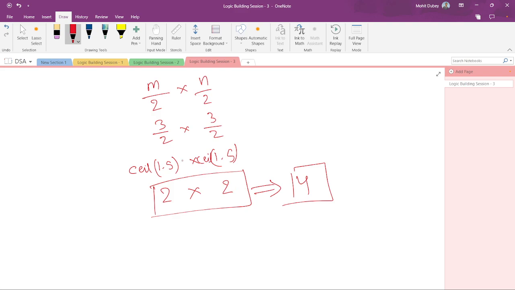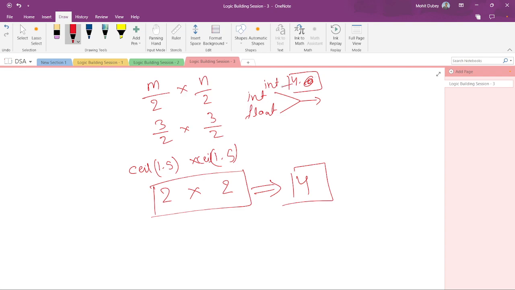So this ceil is nothing but, just focus on one thing, that there are int and there are float. Suppose you are having a float value, 4.5, and if you have declared this as int, then this point 0.5 will be eliminated.